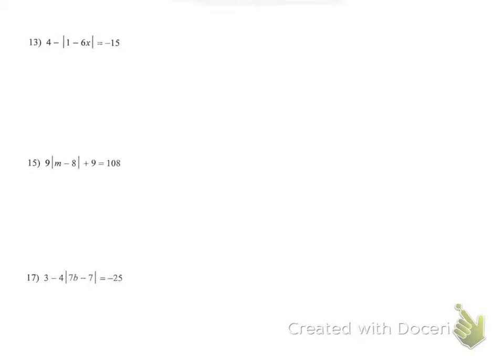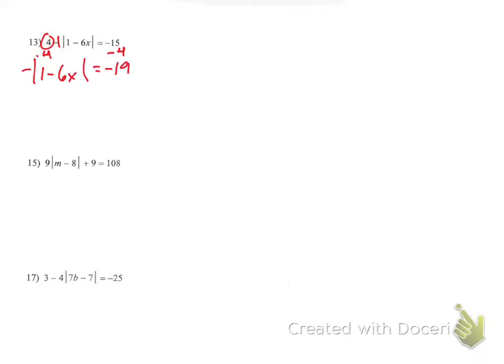All right, this one is a little bit tricky, but stay with me. So this is a positive 4 that I need to get rid of, but what stays over here is a negative 1. So what I need to do first is get rid of this 4. By minusing 4 on each side, I'm going to have a negative absolute value, which is 1 minus 6x is equal to negative 19.